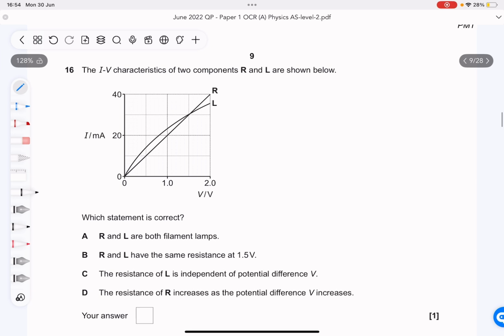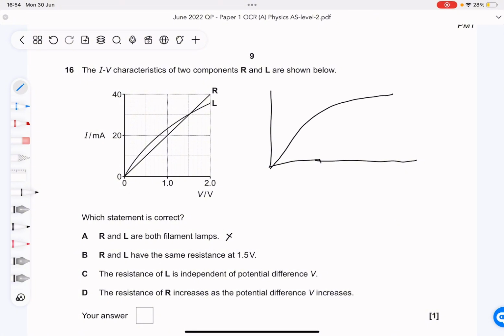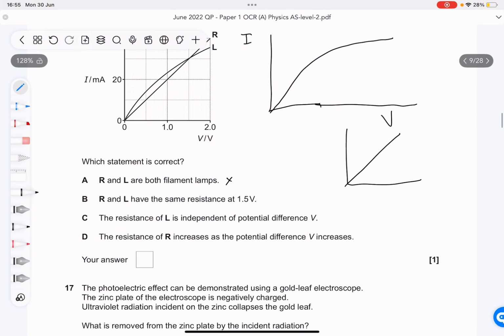Right, moving on to question 16. The IV characteristics of two components R and L are shown below. Which statement is correct? Right, starting with A. R and L are both filament lamps. That's wrong, right? Because the IV characteristic for a filament lamp is something like that, in the positive region of the graph. Now R is a fixed resistor because R has an IV characteristic like that. So R is not a filament lamp. So that's wrong.